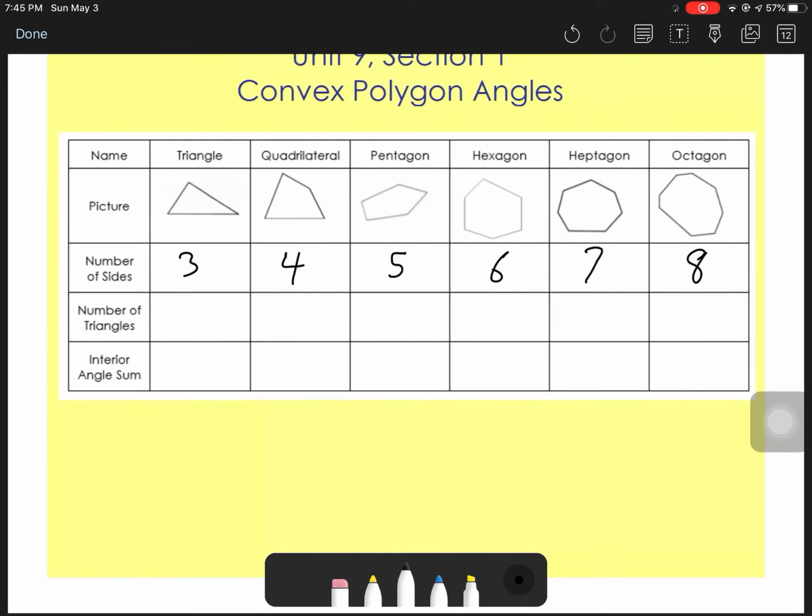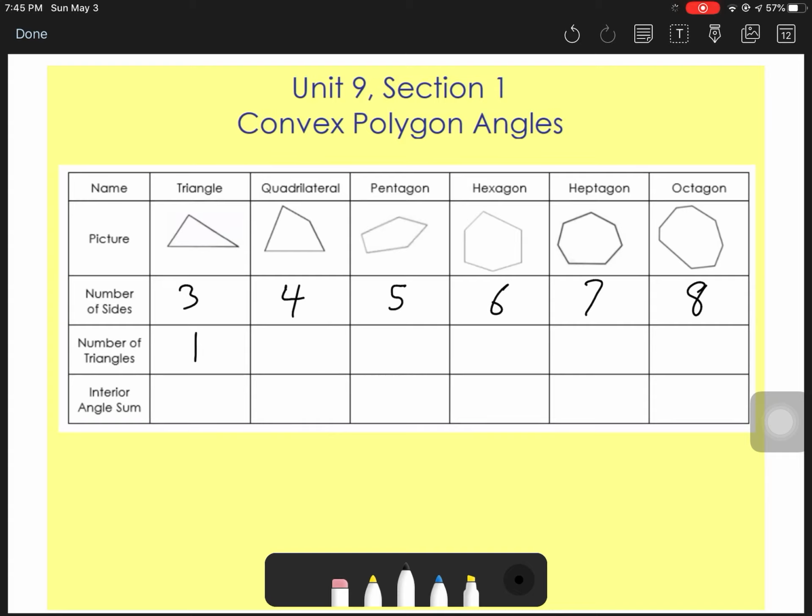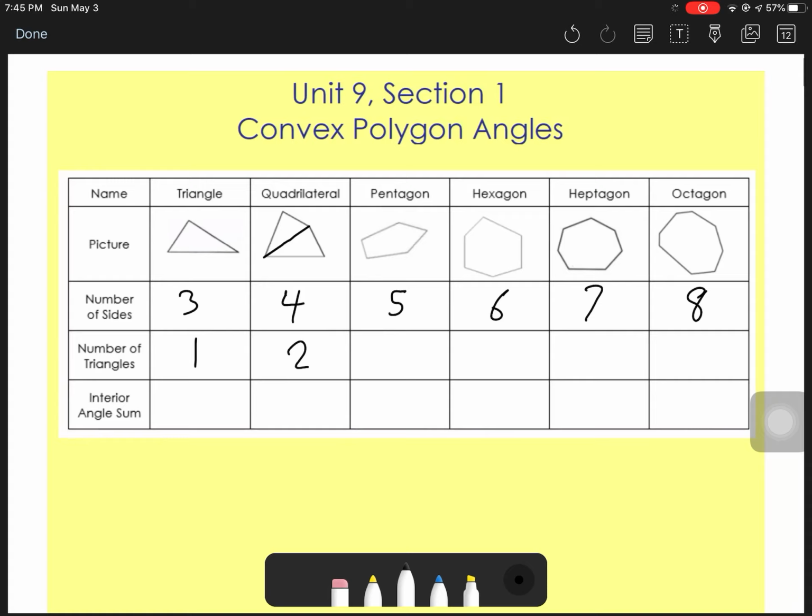Now the number of triangles. For one triangle itself, we know that there's one triangle. I know this seems kind of like a weird concept, but it's going to help us when we look at the interior angles of these polygons. So a triangle has one triangle, but a quadrilateral, we did talk about this. You can actually split any quadrilateral up if you connect two diagonals together. It splits it into two triangles. This works with a square, rectangle, kite, whatever quadrilateral you're working with.